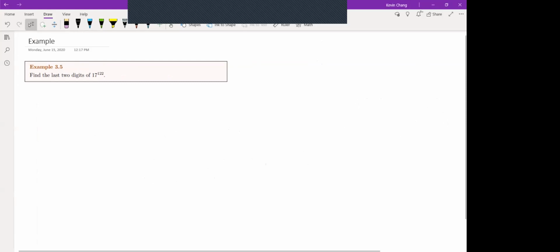So we're asked to find the last two digits of 17 to the 122. And I'll give you guys probably around 2 minutes or so to try this out for yourself. I remember when I first did these type of problems, I didn't know how to do them. So I'd just type them into a TI-Nspire, and it's actually capable of computing very large numbers. So then I would just cheat like that. But of course, once you learn Euler's theorem, there's no need.